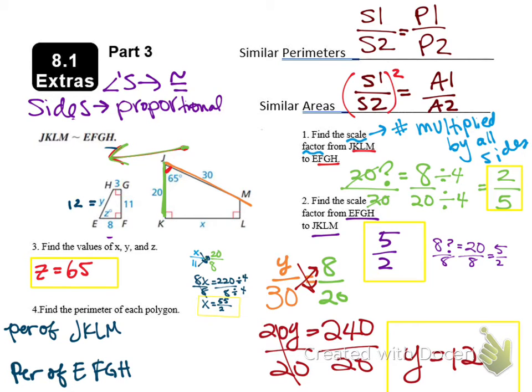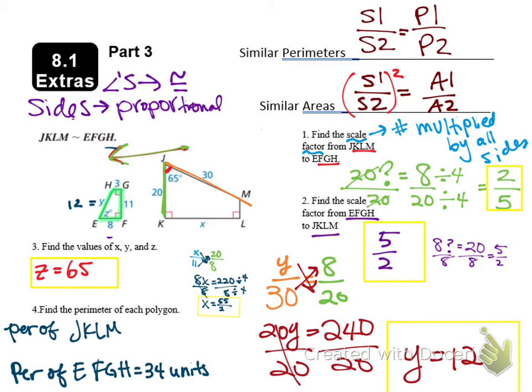Because we know y is 12, we can add all the sides. 12 and 3 make 15. Plus 11 makes 26. Plus 8 is 34. We're going to put units.